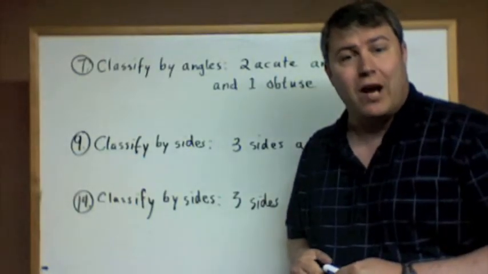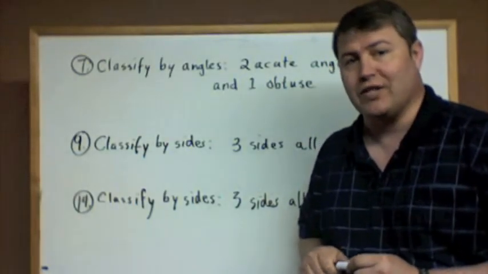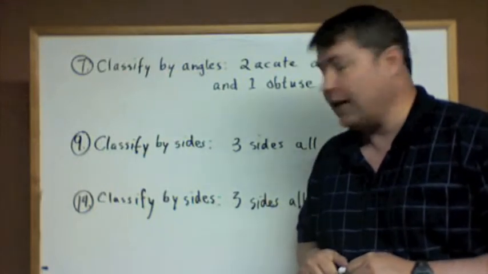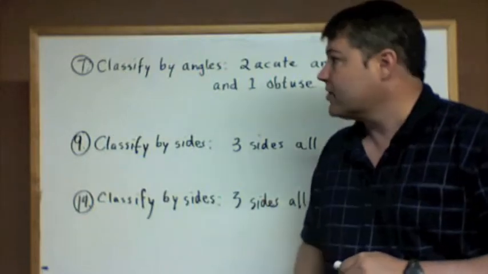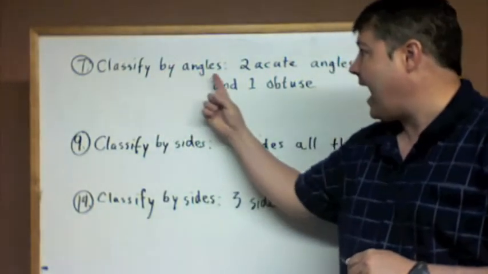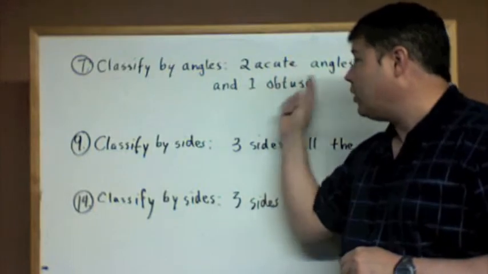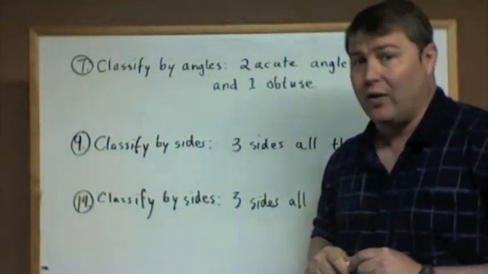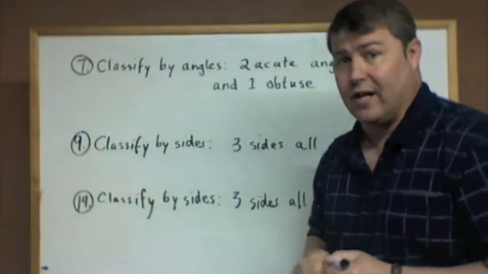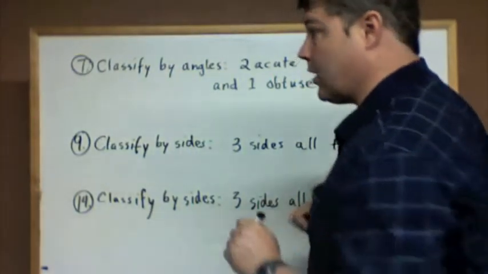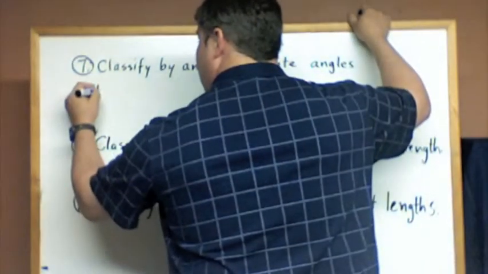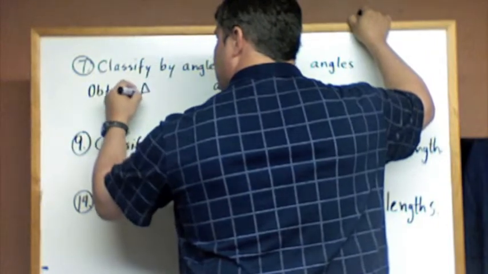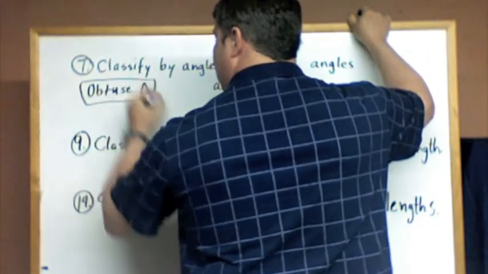All right, here are some examples from section 1-6. We're classifying triangles. On your worksheet, I'm going to do numbers 7, 9, and 14. Number 7, first it says classify by angles. It says you have two acute angles and one obtuse angle. Well, if you have one obtuse angle, that's all you can have. That classifies it right there. It's an obtuse triangle. So I'll just put obtuse, and the little sign for triangle.